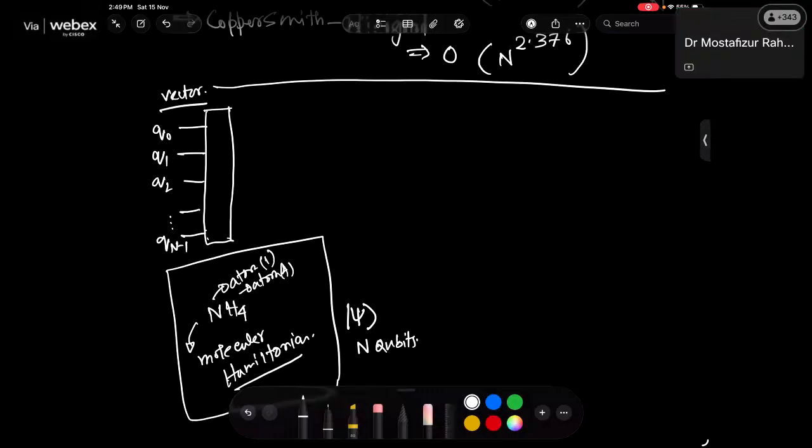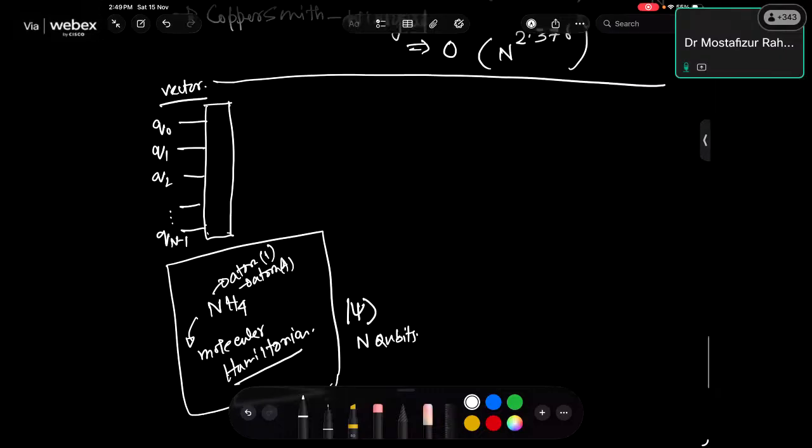And what is the dimension of this vector? Can anyone tell me, if there are n number of qubits, what is the dimension of this vector? Can anyone put it in the chat box? We have to be very clear about the dimensionality, the multiplications, everything. Leave aside the big hype sentences about quantum computing. Very simple things. Exactly, 2 to the power n.